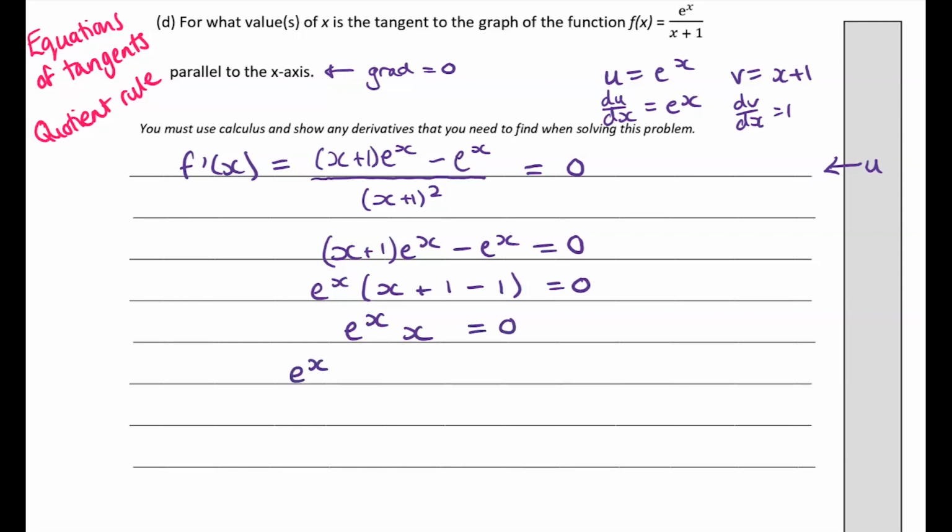So either e to the x equals 0 or x equals 0. Well, that's not valid. If you try to solve it, if you try to do log of 0, you will get a math error on your calculator. So x must be equal to 0.